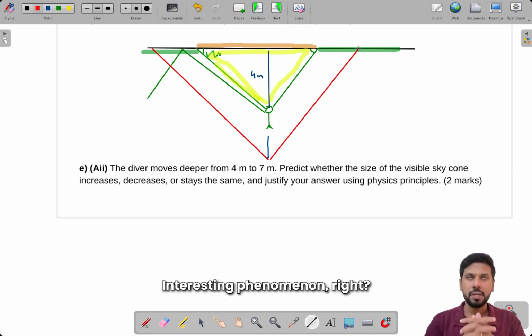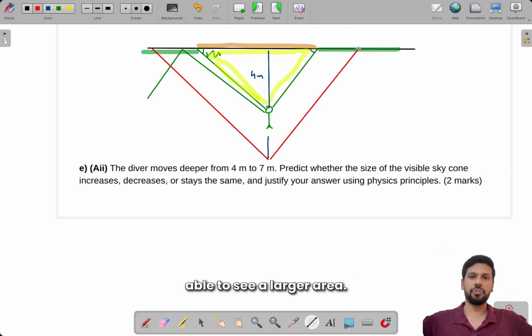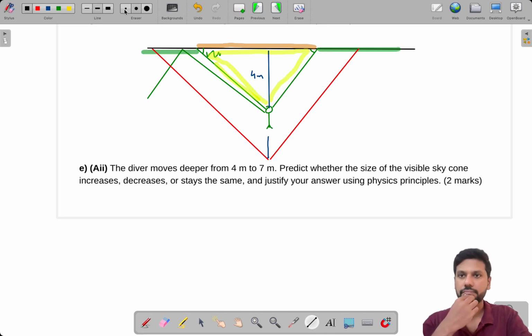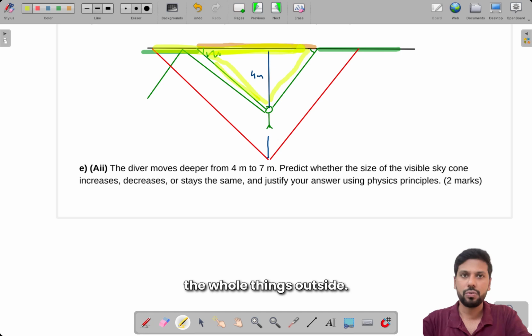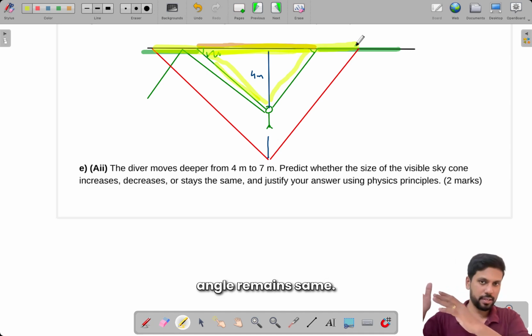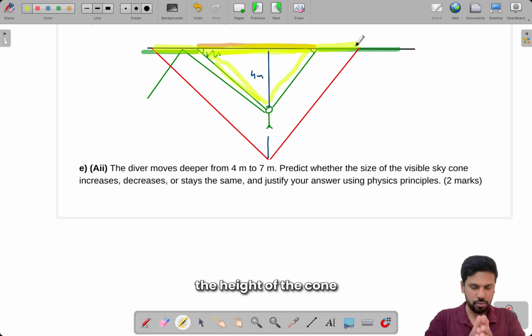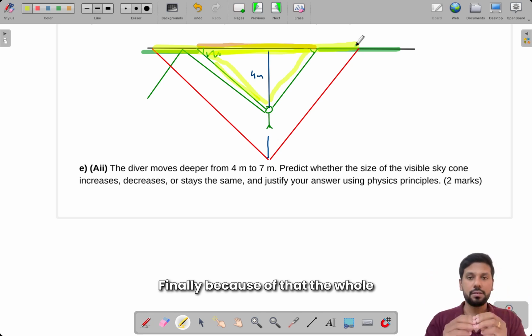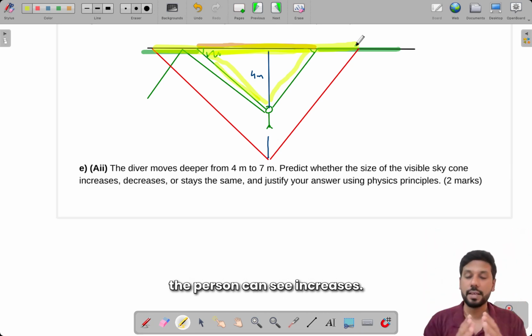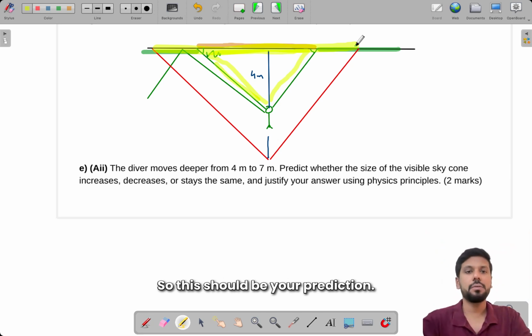Interesting phenomenon, right? The deeper he goes, he's able to see a larger area, because now the circular region is increased. This is the region now where he will be able to see the whole things outside. So technically, what remains same? The critical angle remains same. But as he keeps going down, the height of the cone keeps increasing and the angle remains the same. Because of that, the whole size of the cone increases and the size of the circular area through which the person can see increases. So this should be your prediction.